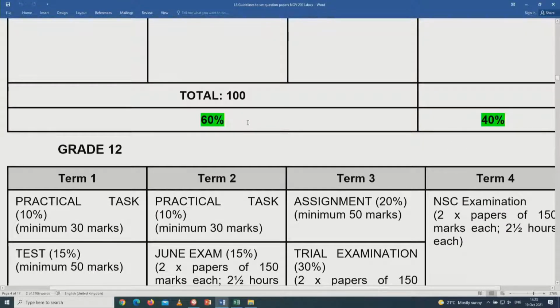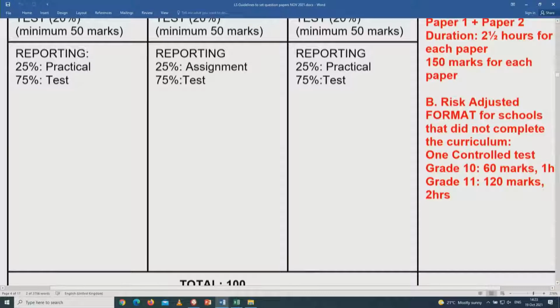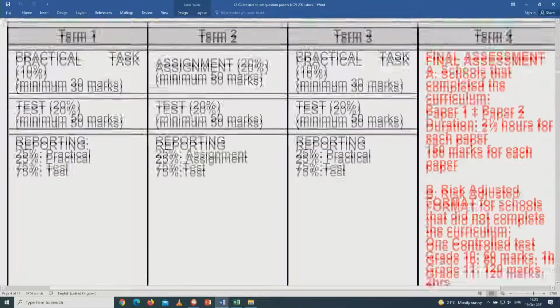In other words, of the 100 marks, the percentage for promotion, 60% of that is your school-based assessment, in other words, your practicals, your tests throughout the year, the assignment, etc. And then the last 40% is on the final assessment.